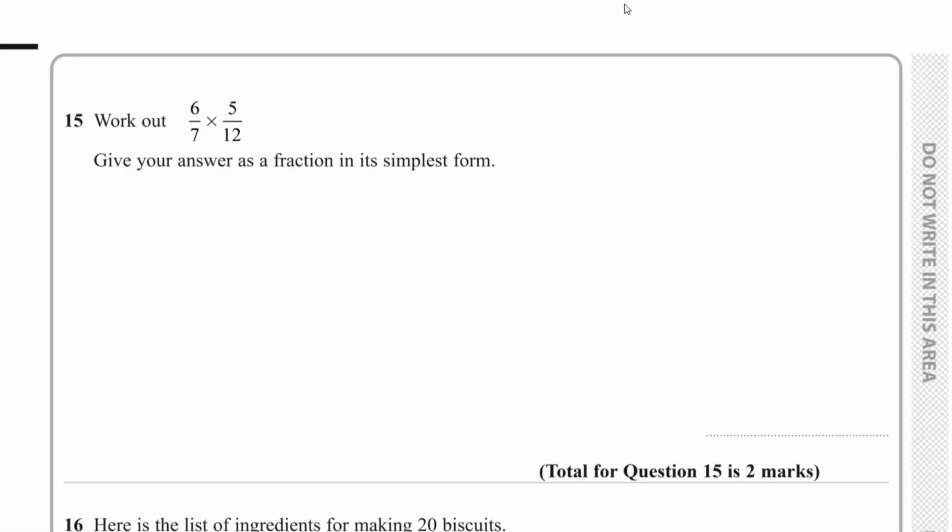Question number 15, we have to work out 6/7 multiplied by 5 over 12. Well, this 6 cancels with this 12 twice, leaving us with 1/7 multiplied by 5 over 2, and if we work this out, we get 5 over 14. So we have 5 over 14.